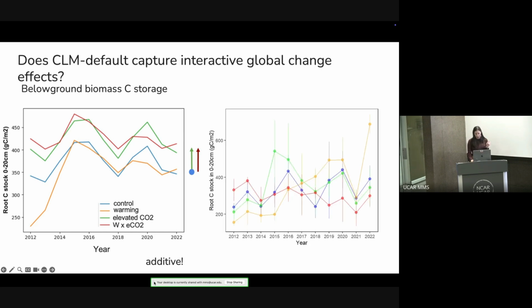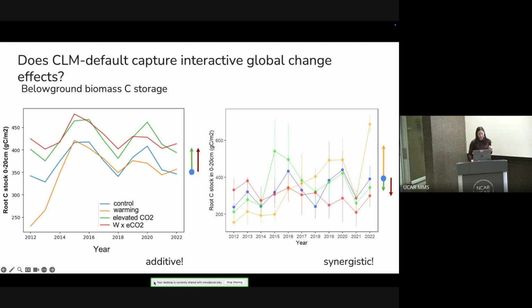But if we go to the observations, again focusing on the last few years of data here, we see that warming increases root carbon stock, and elevated CO2 slightly decreases root carbon stock, but their interaction strongly reduces root carbon stock. So again, this is a synergistic effect, right? We can't predict this interaction from the individual effects. And so you might be noticing a pattern here.